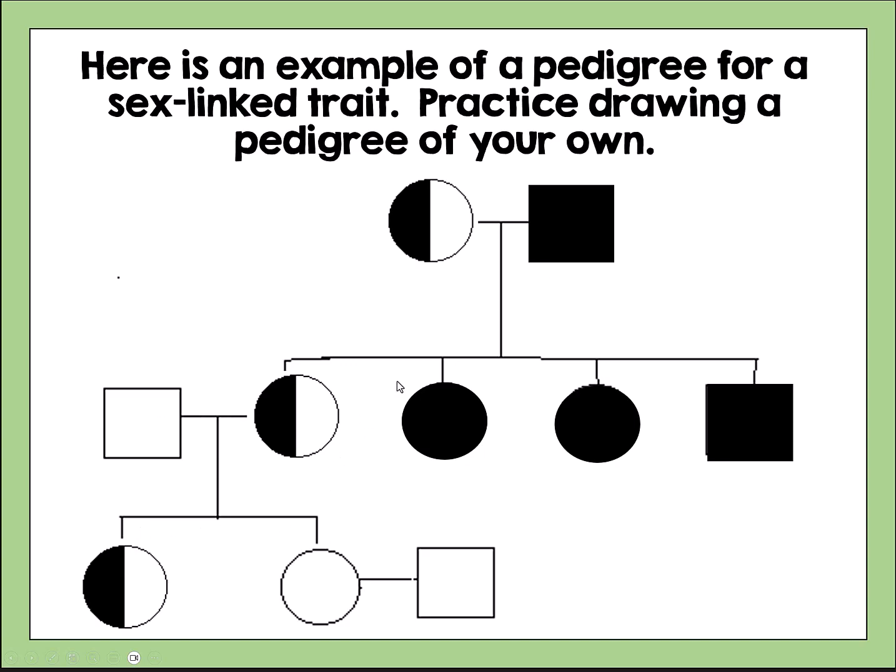And so you can see how a trait can be passed down from one generation to the next and follow the pattern of inheritance. So this can be used to determine the genotypes of parents based on their offspring if we don't know the genotypes of the parents, or it can be used to show predictions for the genotypes of offspring if we do know the parents. So a pedigree is a really helpful tool for following predictions of Punnett squares and how traits are passed down from one generation to the next.